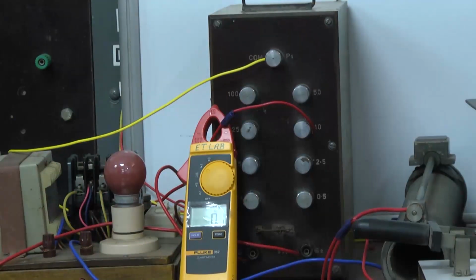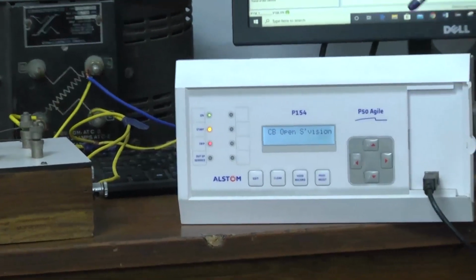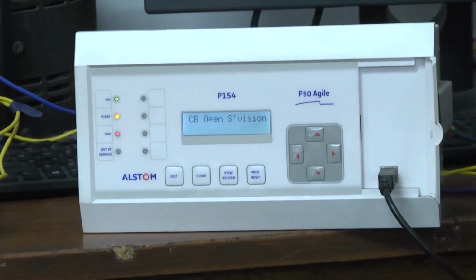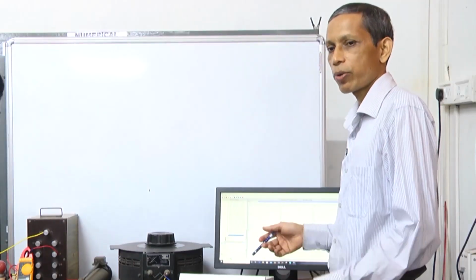So you see here the bulb glows, and we have the corresponding red trip symbol here. The relay successfully trips, because the pickup setting is 1 ampere and the current was flowing around 1.9 ampere.